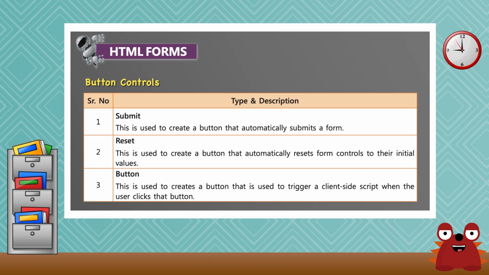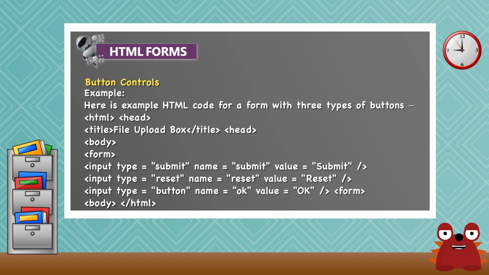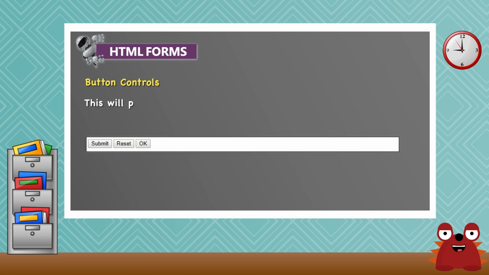Submit is used to create a button that automatically submits a form. Reset is used to create a button that automatically resets form controls to their initial values. Button is used to create a button that is used to trigger a client-side script when the user clicks that button. Here is an example HTML code for a form with 3 types of buttons. This will produce the following result.